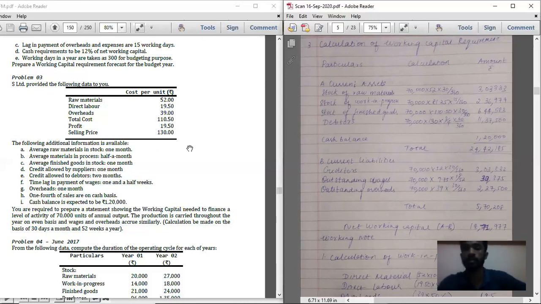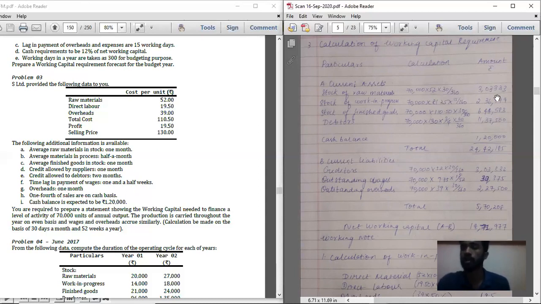Why are we assuming 360? They have given that calculations are to be made on the basis of 30 days a month. A month of 30 days means for 12 months it is 360 days. So if they have mentioned 1 month, then it is 30 divided by 360. If they have mentioned half a month, 15 divided by 360. Whatever basis they have mentioned, on that basis only we should calculate. So here in the calculation column put 70,000 into 52 into 30 divided by 360.